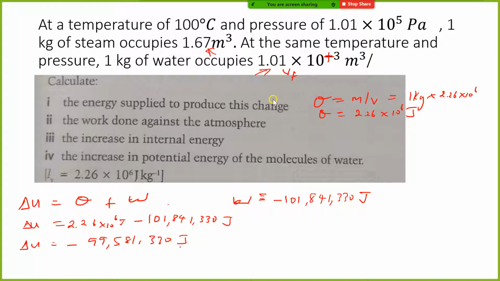Well, let me just go back to the question. But before, let's see. It says that we should find the increase in the potential energy of the molecules. All right, let's see how we're going to do that now. Increase in the potential energy. So, increase the potential energy.